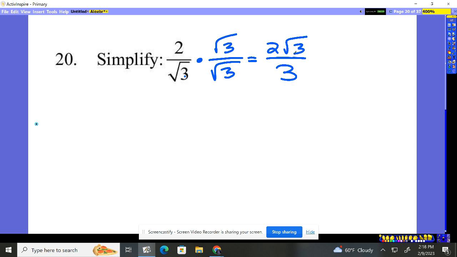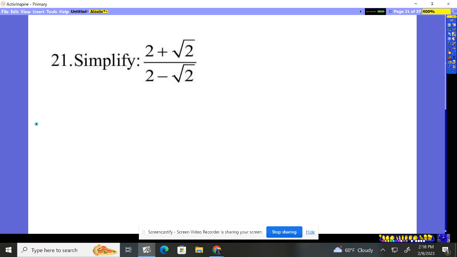2 root 3 divided by 3 is exactly the same as this, but it doesn't have a radical in the denominator. So that's why we do this. We cannot have a radical in the denominator. So we manipulate it to fix that problem.